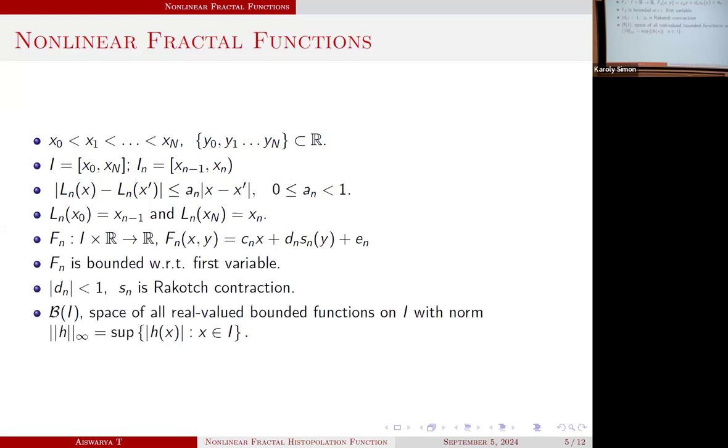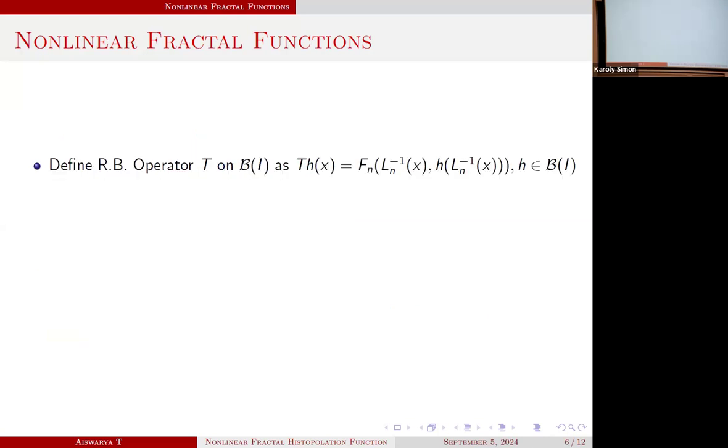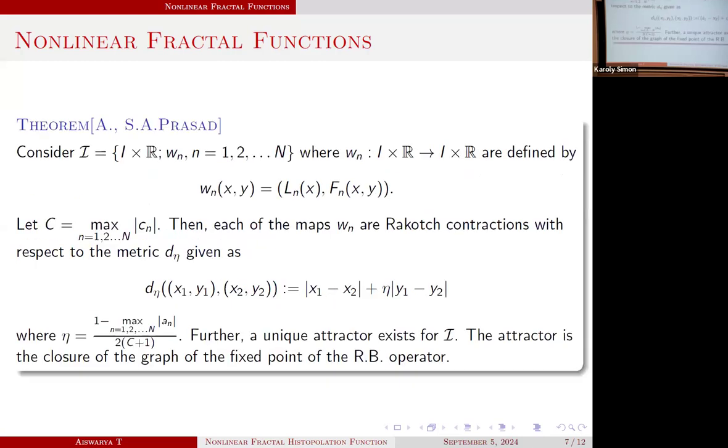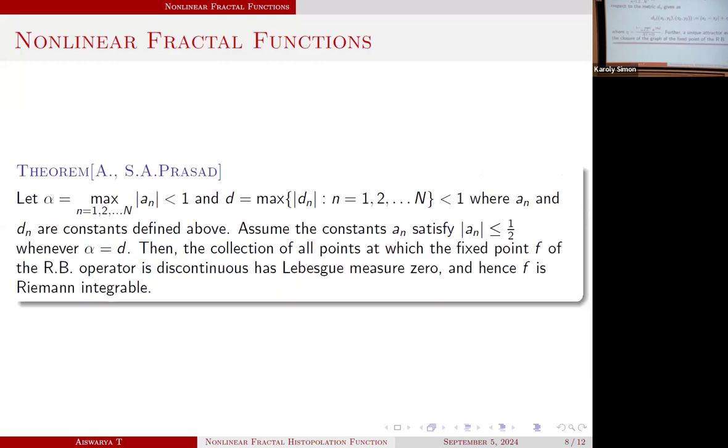And we have the space of all bounded functions on I with the supremum norm. So we define the Read-Bajraktarevic operator T on B(I) as this equation. And then we proved that this T on B(I) is a Rakotch contraction. So it has a unique fixed point and it satisfies this self-referential equation. And then we further proved that the maps W_n, defined as (l_n(x), F_n(x,y)) with respect to the metric d_eta, are Rakotch contractions, and the IFS consisting of these maps has an attractor, and that attractor is the closure of the graph of the fixed point of the RB operator.